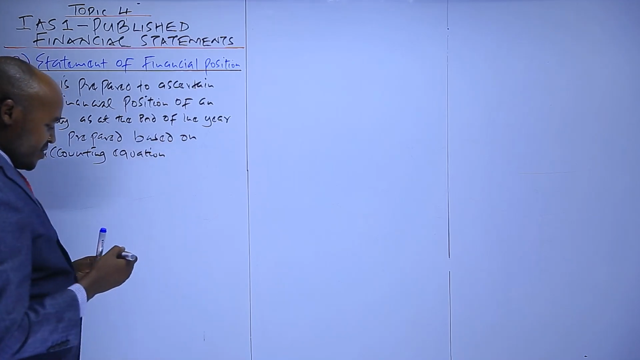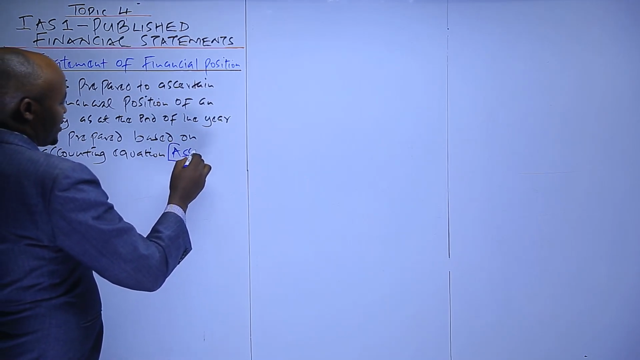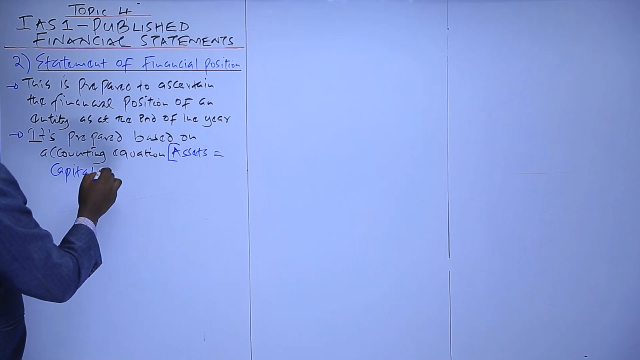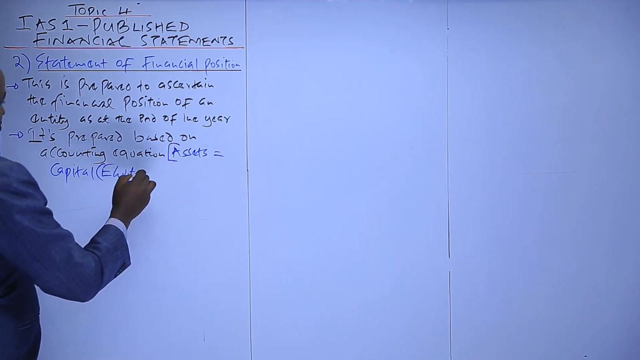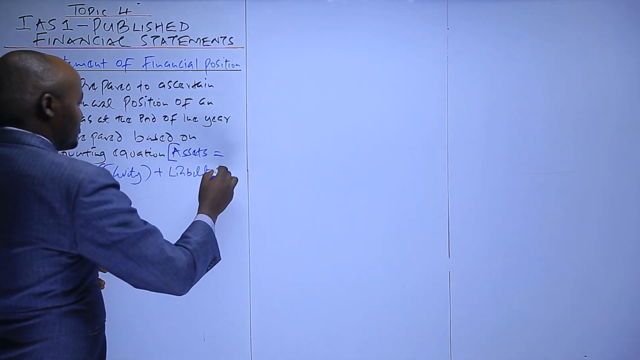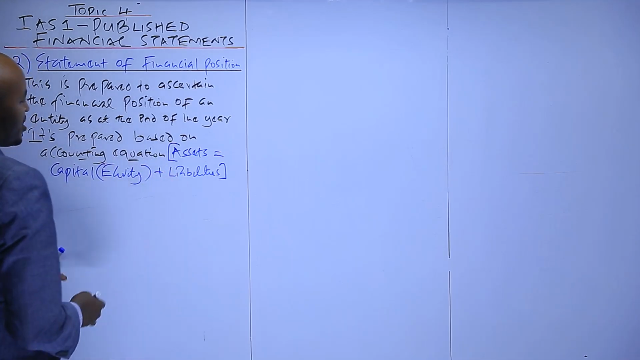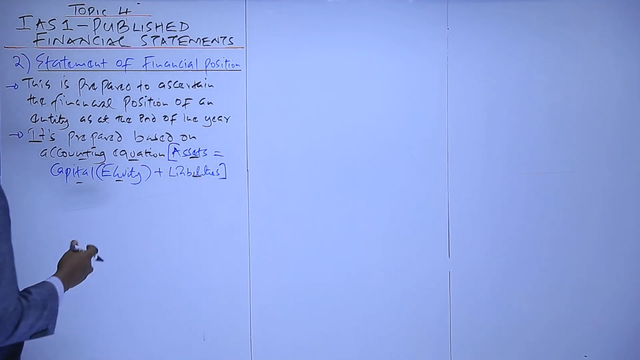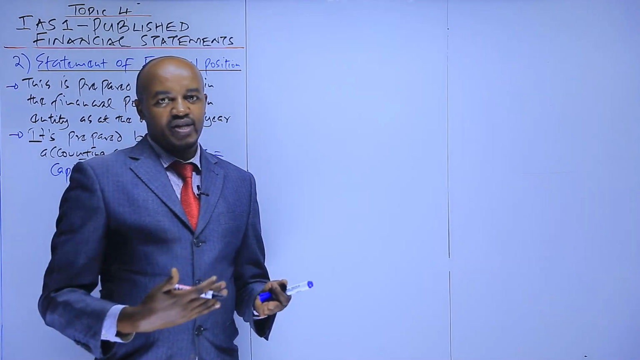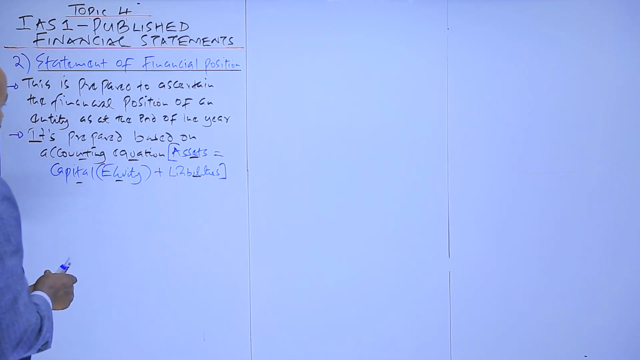So when we talk about the accounting equation, this is a fundamental equation in accounting, and the equation states that assets are equal to capital, but in a company, capital is known as equity, plus the liabilities. So therefore, the statement of financial position is prepared based on that accounting equation. That's why by the end of the day, we say that a statement of financial position has to balance. The total asset of the company must be equal to equity and what? And liabilities.